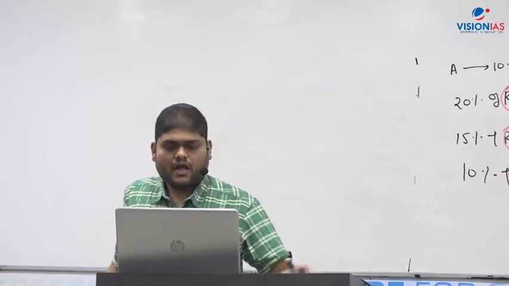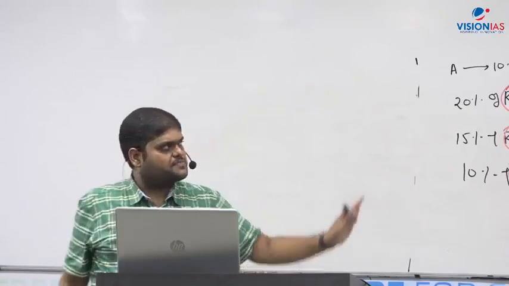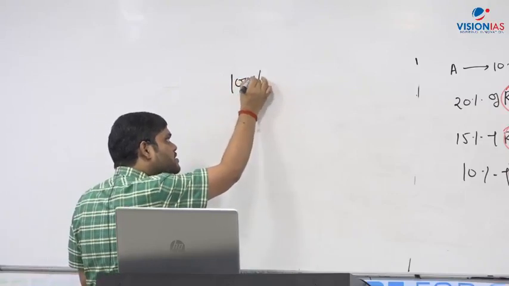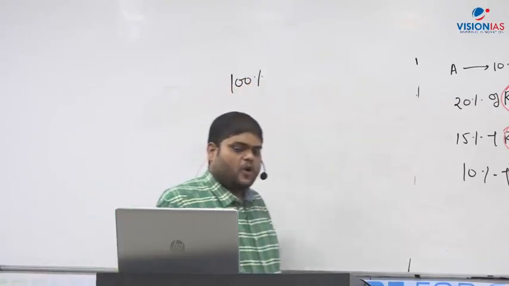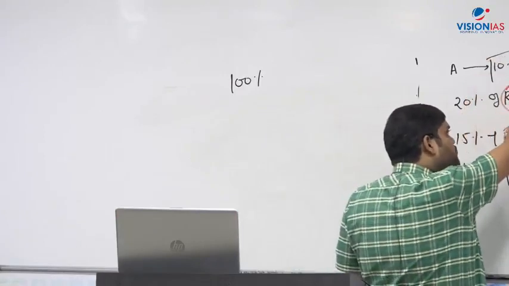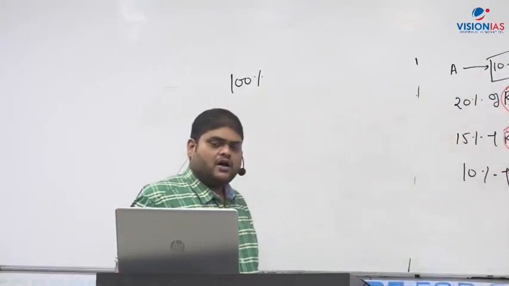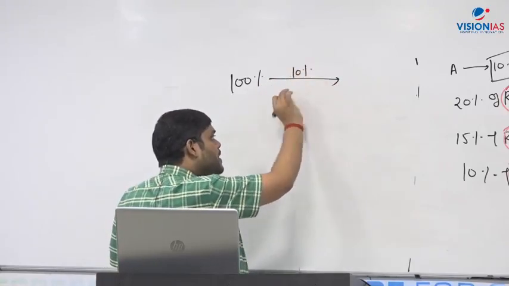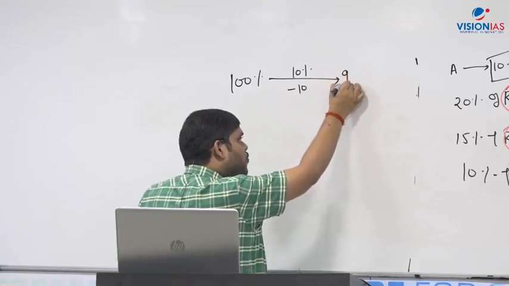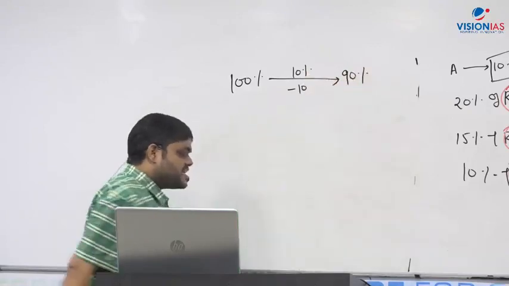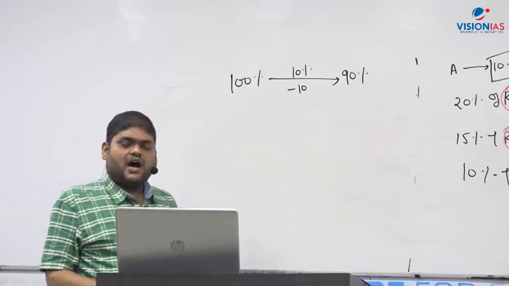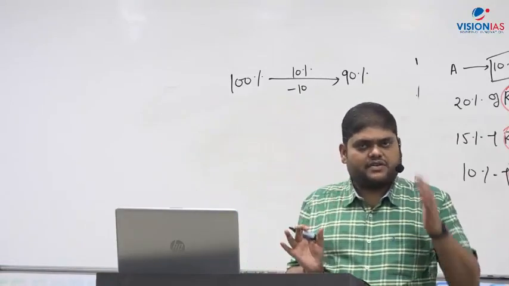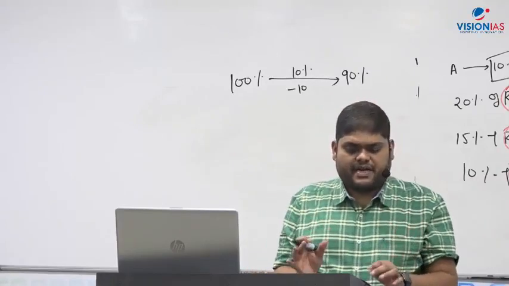Okay. Now, come to the second part. Suppose total income was 100%. There is no problem here. 10% on food. When I say 10% on food, that means 90% is left. Out of total income, 90% of the income is left. I hope this is clear to everybody.